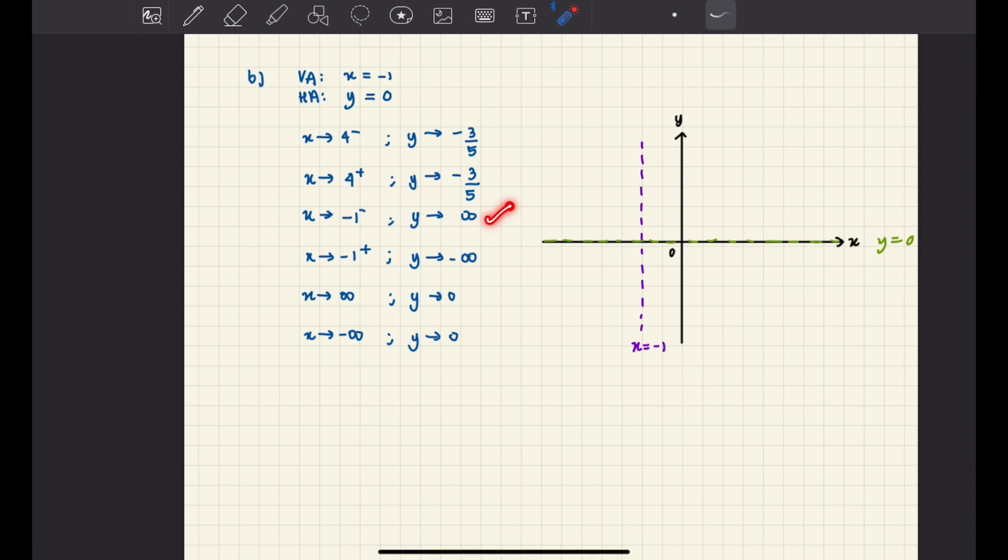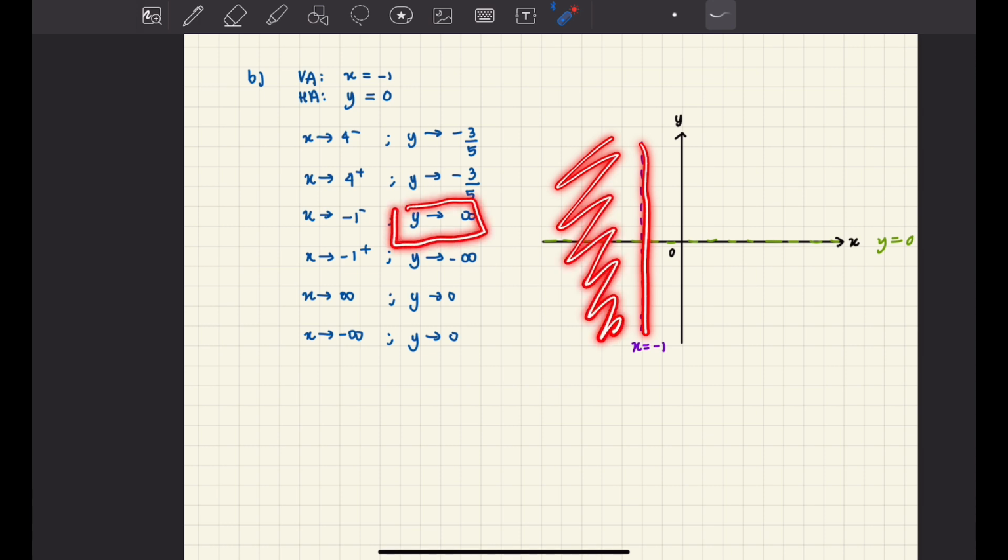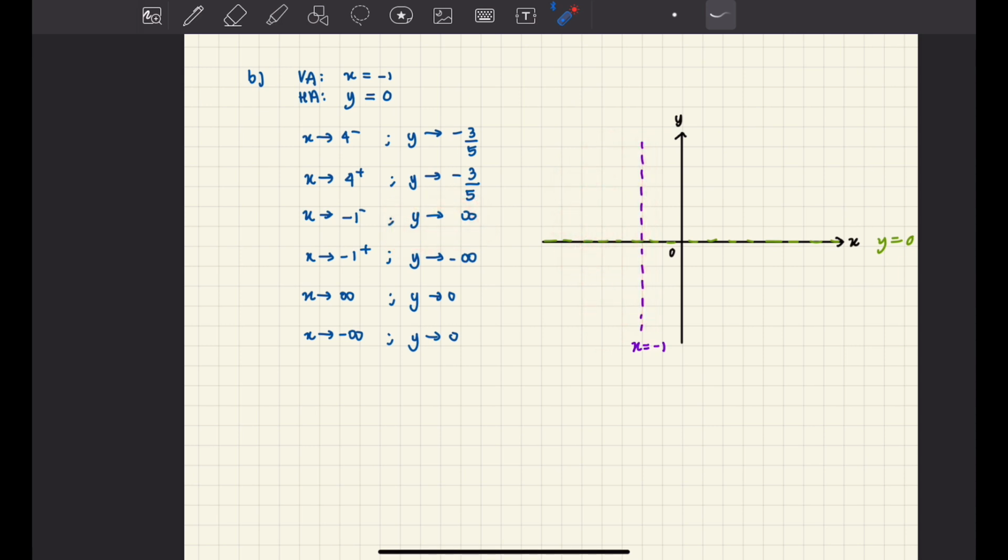So untuk ini kita ada x approaching from the left of negative 1. Okay, so this is negative 1. From the left means this area lah. So kita tahu y kita approaching infinity. Y approaching infinity means y naik ke atas. So awak akan buat anak panah satu di sebelah kiri garisan putus-putus purple ni, ke atas, like that. Okay, settle.